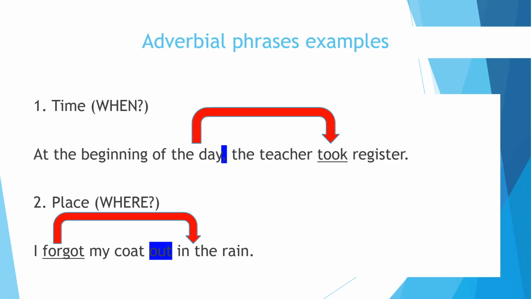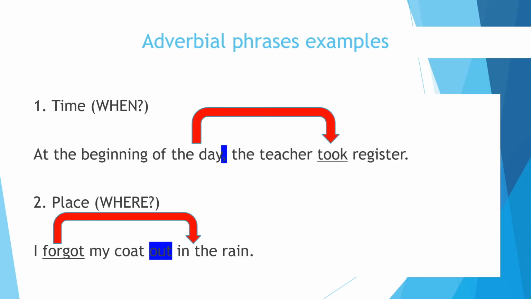Number 2, I forgot my coat out in the rain. Out is a conjunction. So, out in the rain can also be removed from our sentence and it will still make grammatical sense. Remember, you can use the rhyme SNT to check where the finite verb will fall in either part of the sentence. So we know this is a phrase, but what type of phrase is it?